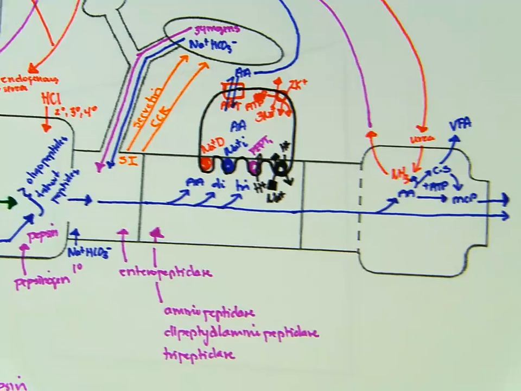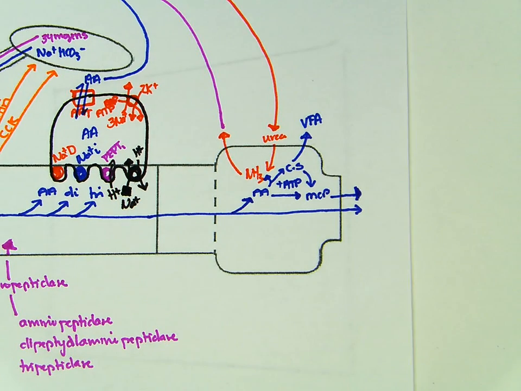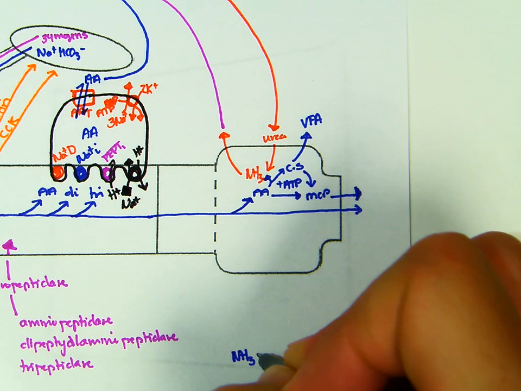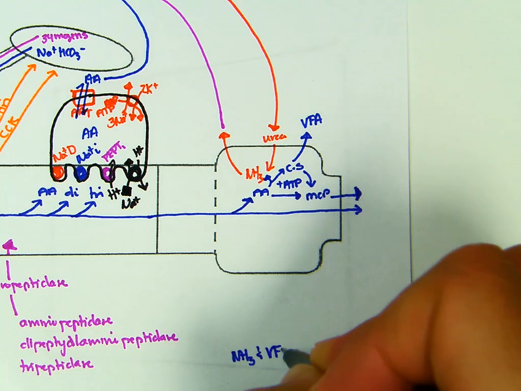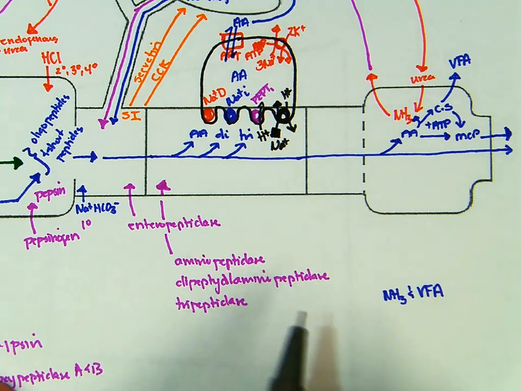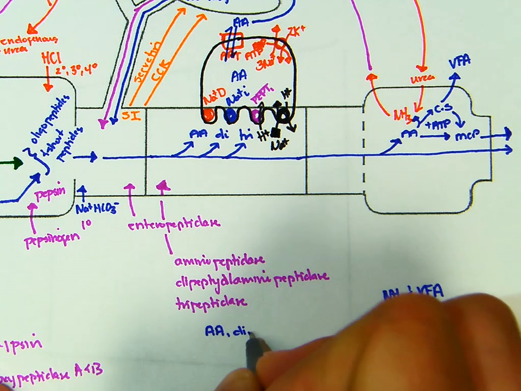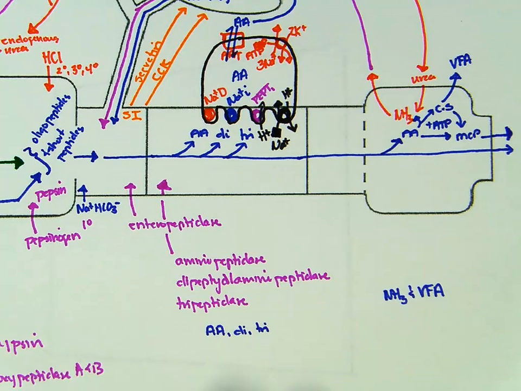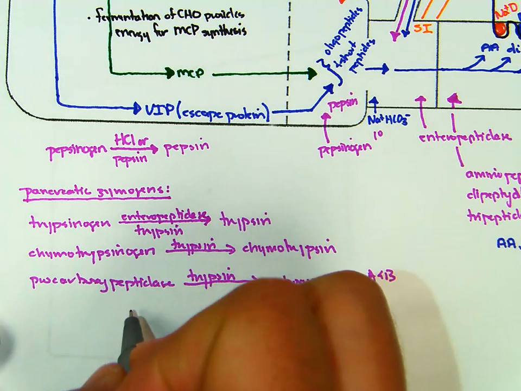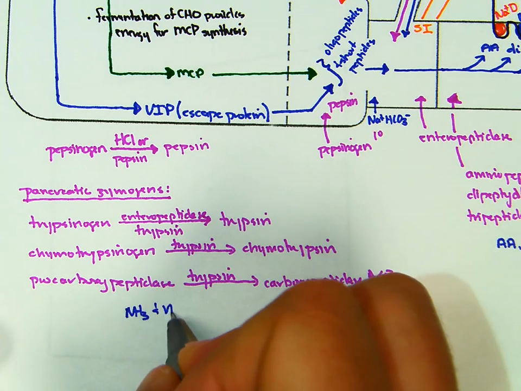Kind of trying to think about anything we want to try and summarize. So the products of protein digestion absorbed in the large intestine would be ammonia and VFAs. The products absorbed from protein digestion in the small intestine would be amino acids, dipeptides, and tripeptides. The products absorbed in the rumen would be ammonia and VFAs.